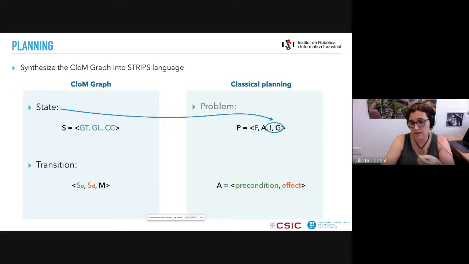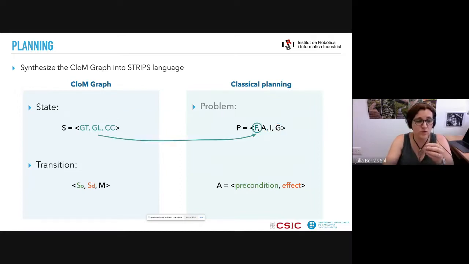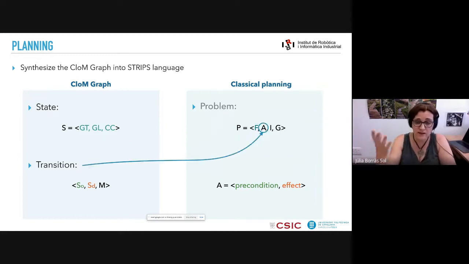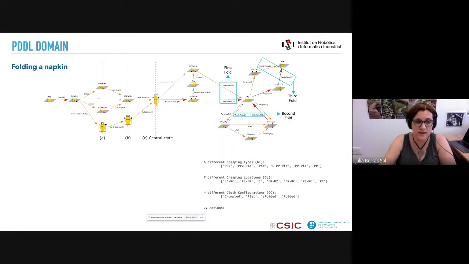defines the initial and the goal positions, and the fluents are basically, in this domain, all the possible states that we have, and the transitions are the actions, where the origin and destination are the preconditions and the effect. This is quite direct. So for instance, in this example, we have 6 different grasp types, 7 different grasp locations, 4 different cloth manipulations, and a total of 27 transitions.